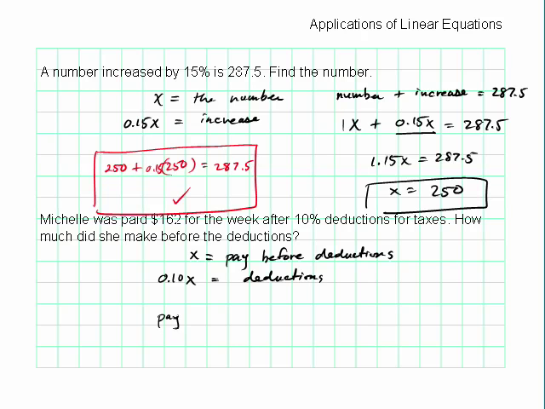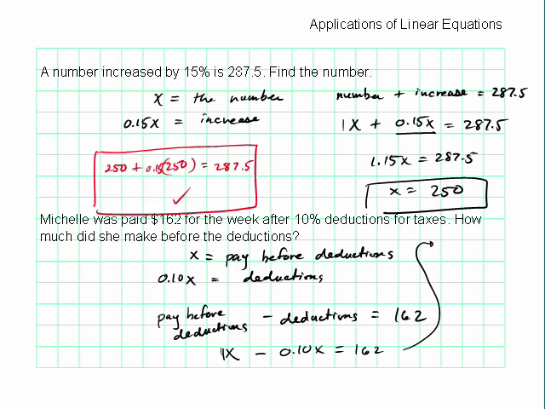So we take her pay before deductions, subtract the deductions, and we should get the amount that she actually got for the week, which was 162. So the equation we need to solve is x, take away 10% of x, equals 162. That's what we're going to solve. Let's combine our like terms. I have 1x minus 0.10x, which is 0.9x. Divide by 0.9, 162 over 0.9. And let's see what we get. 162 divided by 0.9 is $180.